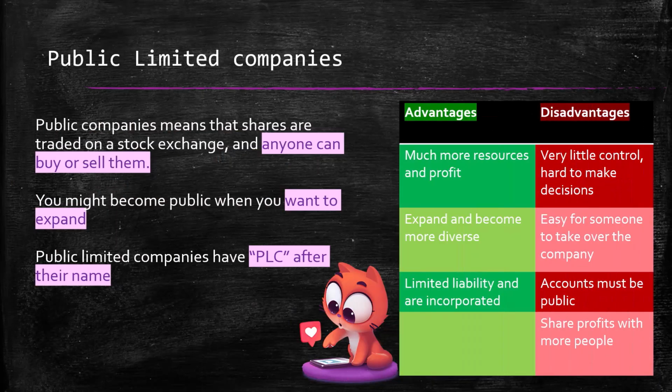Public limited companies. Public companies mean that shares are traded on a stock exchange, and anyone can buy or sell them. You might become public when you want to expand. Public limited companies have PLC after their name. Some advantages are there's much more research and profit. You can expand and become more diverse, and there's limited liability and they are incorporated.